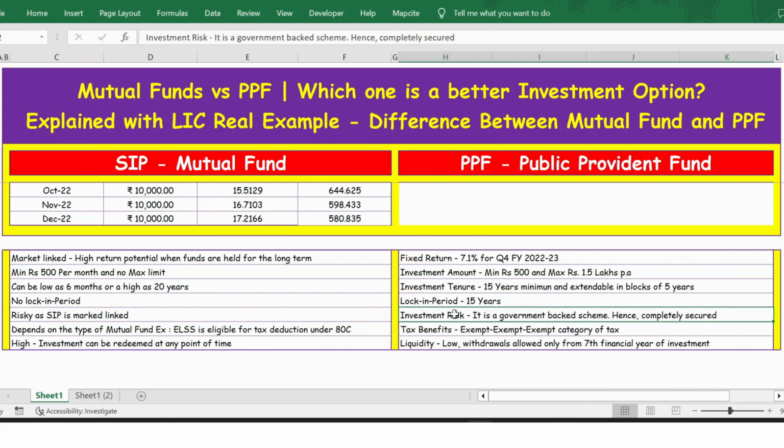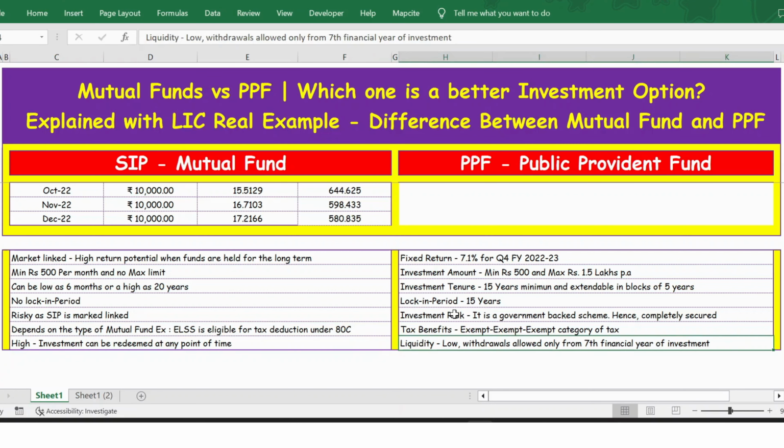Investment risk: since PPF is run by the government, it is completely secure. Whereas mutual fund is risky, since it is based on market performance. Sometimes you might get good return, sometimes you may not get any return. Tax benefit: PPF is exempt at every stage. When you invest in PPF, you get the tax benefit, and even the interest earned on it is completely tax free. Whereas SIP is a dependent type of mutual fund. Only for ELSS you have tax eligibility. Otherwise, most of the stocks are taxable.